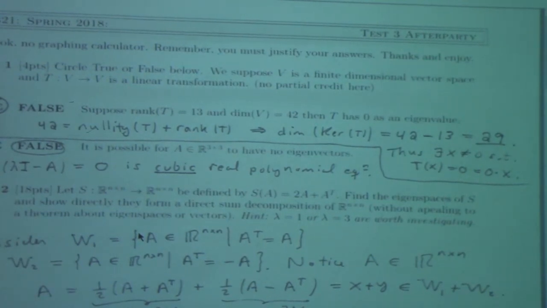Anyway, it is possible for a 3 by 3 matrix to have no eigenvectors. No, it's not possible, because the characteristic polynomial is a cubic equation, and any cubic equation with real coefficients has at least one real root. By the intermediate value theorem, right? It has to cross from positive to negative or negative to positive. So somewhere there's a real root.